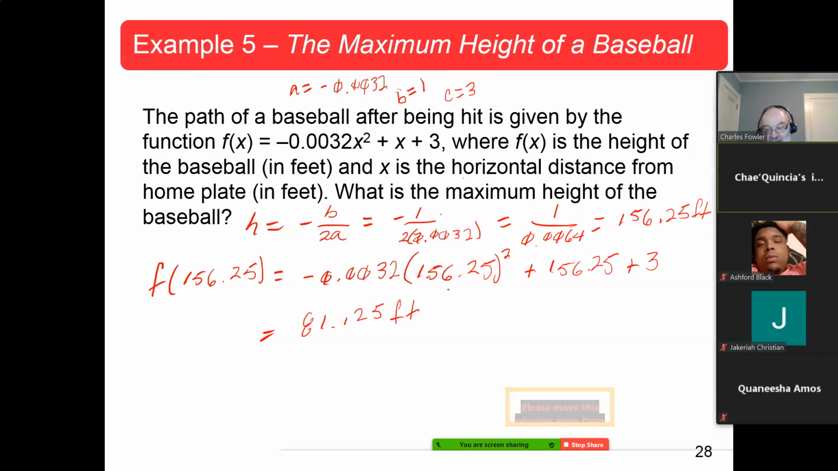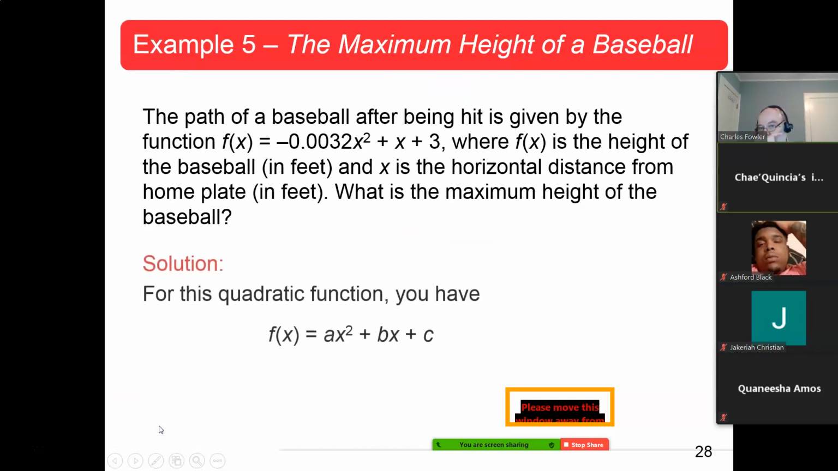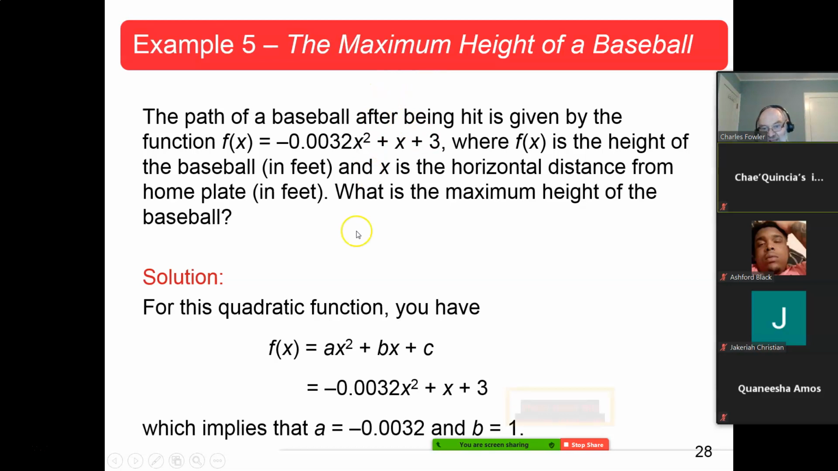Okay, let's see how the book did it. I'm going to clear mine out of the way, and let's see what they did. From that quadratic function, here's what it is. The a is negative 0.0032, b is 1, c is 3. We're not going to use the c, but you can identify it. Notice they didn't even mess with the c because they're not going to use it.